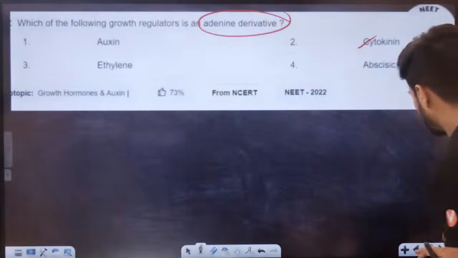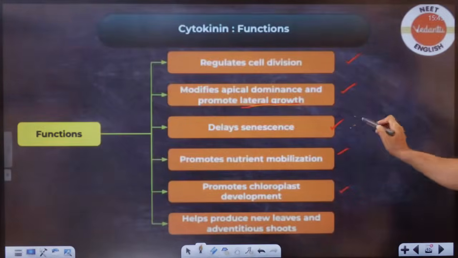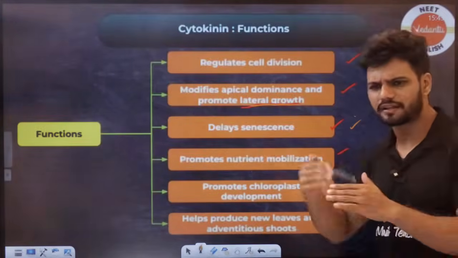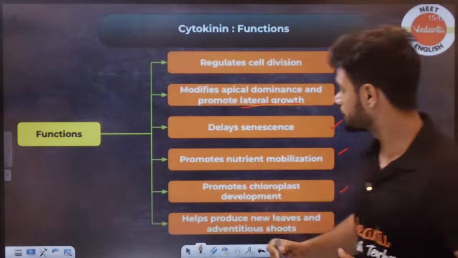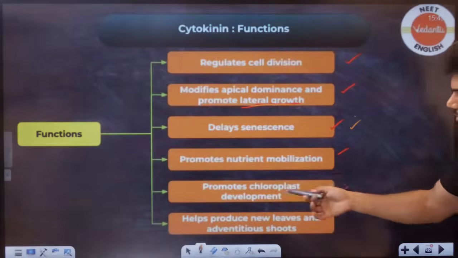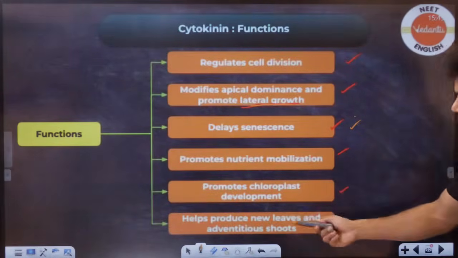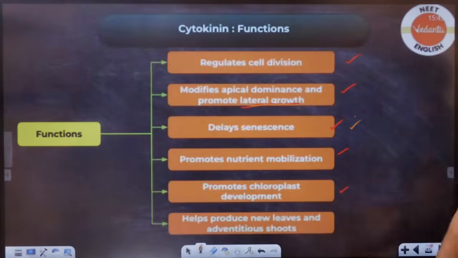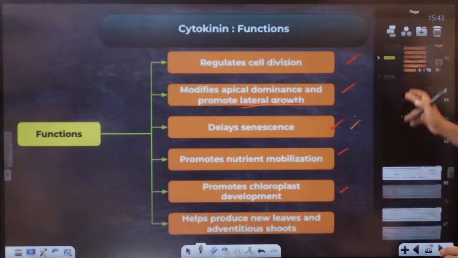Okay, let's see this. Delay senescence, obviously it is a growth promoter, so it will make sure the plant doesn't die. Promote nutrient mobilization, promote chloroplast development, helps produce new leaves and adventitious root and shoot formation. So it is a growth promoter in general.